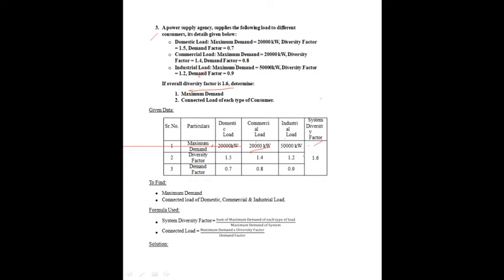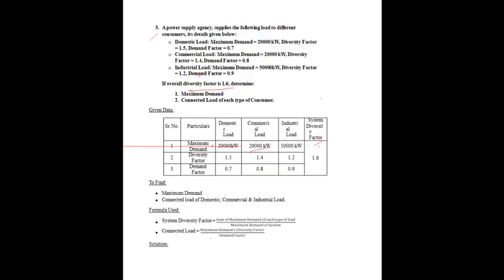Okay, so in order to find out the maximum demand and the connected load of each type of consumer, we will solve in this way. As we know, the connected load is given by maximum demand into diversity factor divided by demand factor. And the system diversity factor is given by the sum of the maximum demand of each type of load divided by the maximum demand of the system.